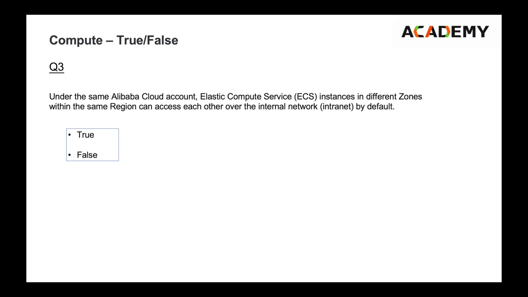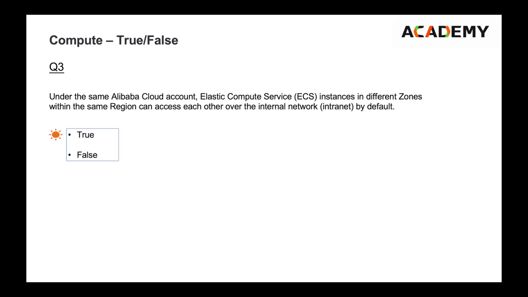Let's try a true-false. Under the same Alibaba Cloud account, ECS instances in different zones within the same region can access each other over the internal network by default. Is that true or false? And that's true. That's definitely true. ECS instances within the same zone can, in fact, talk to each other over the intranet.